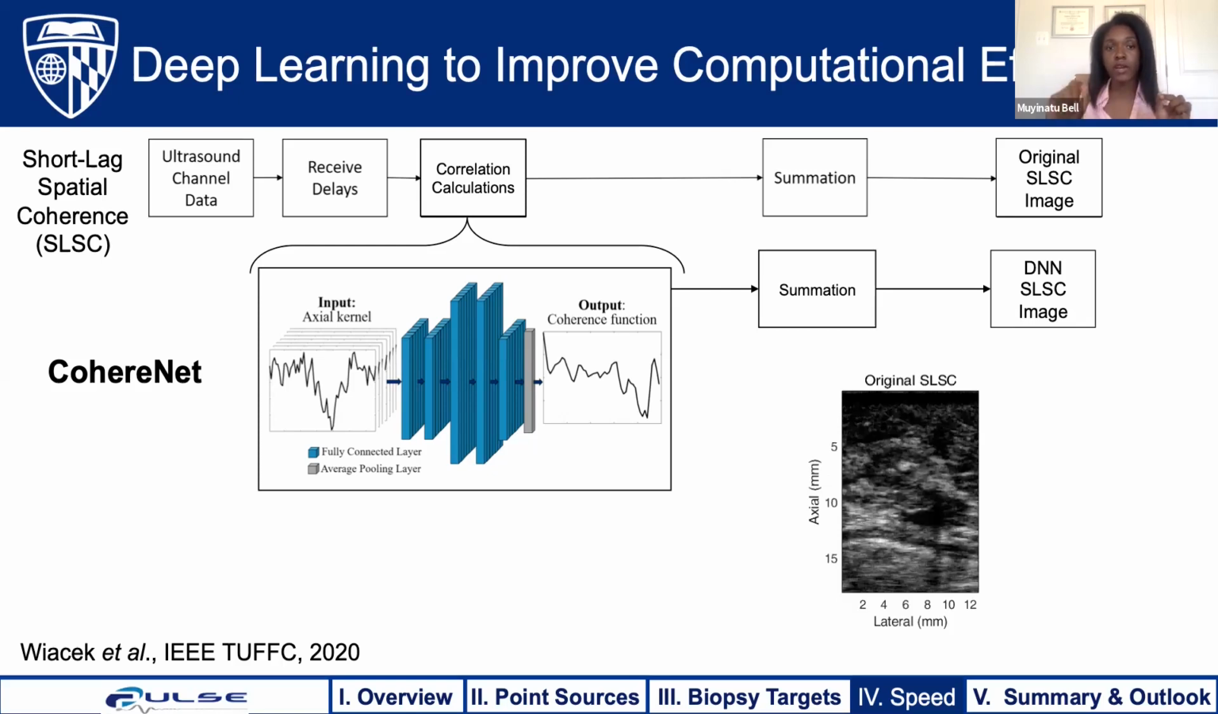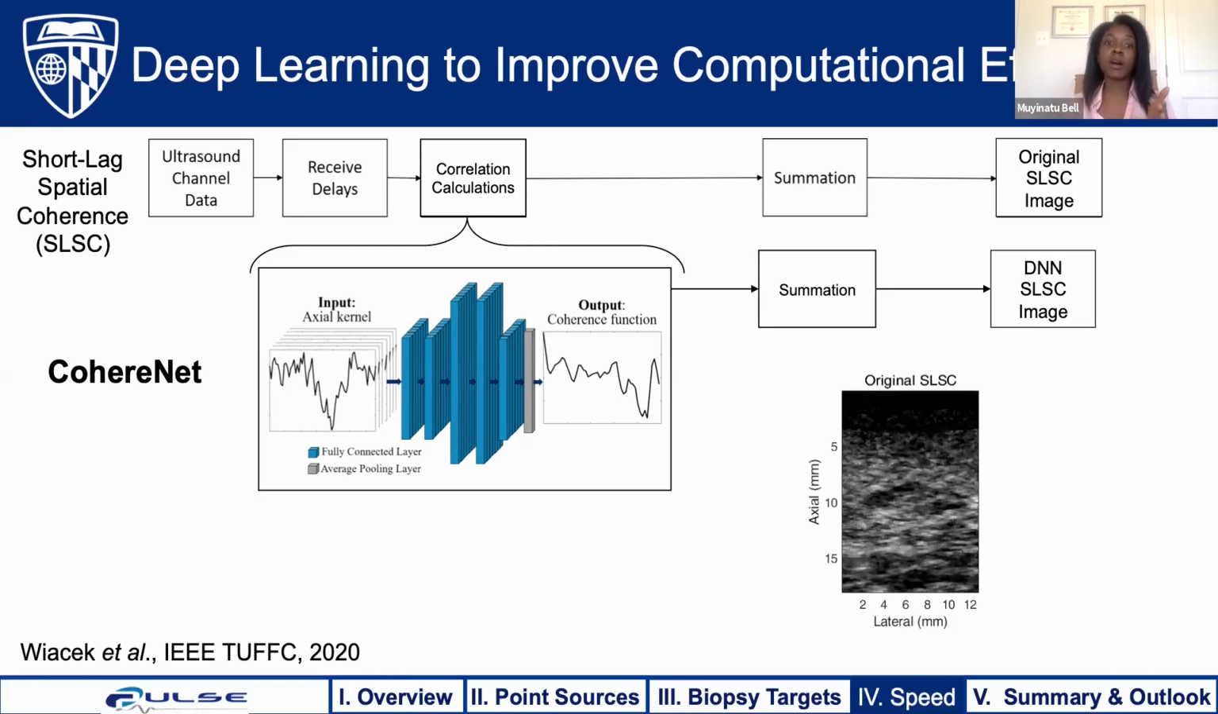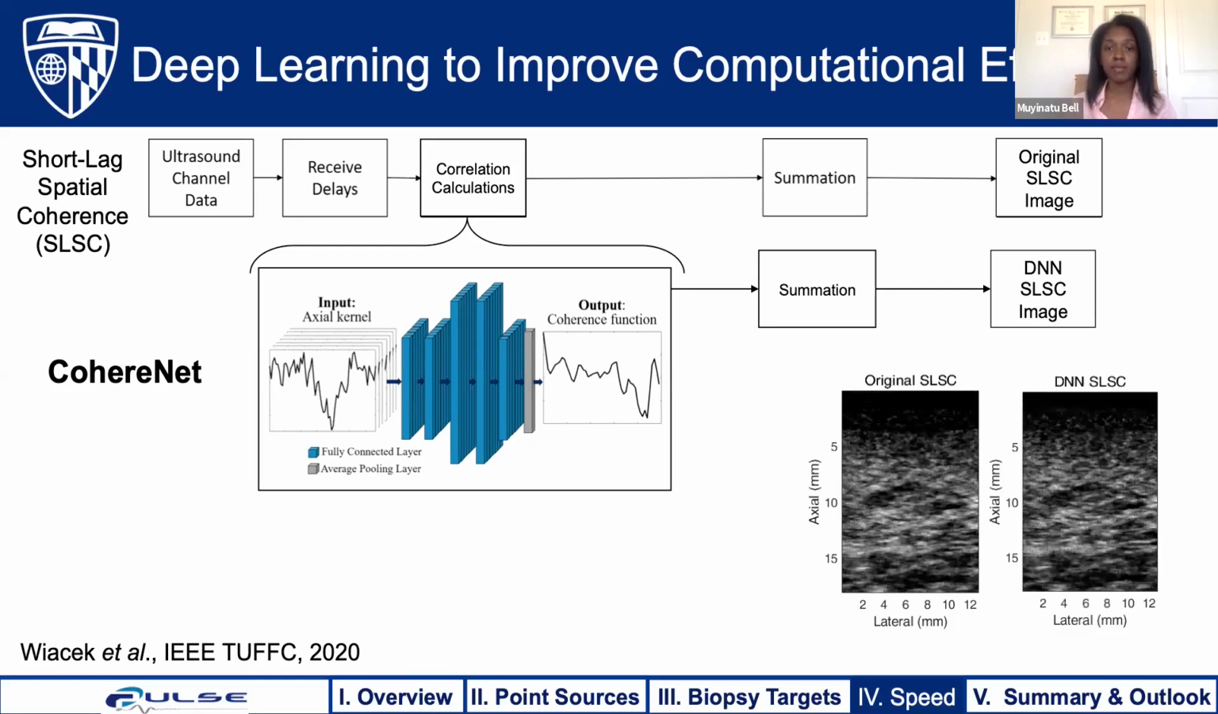Our second approach is that we can take the alternative path that uses the CohereNet architecture, use that architecture to create coherence functions, and then follow the same process that I discussed previously, where we would sum up to a specific short lag value, and then get what we call the DNN SLSC image.